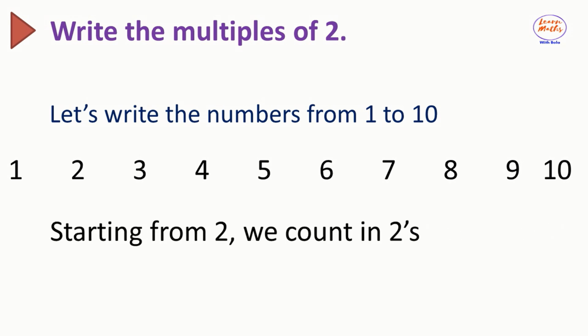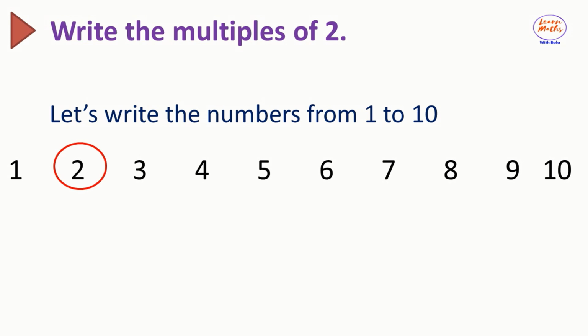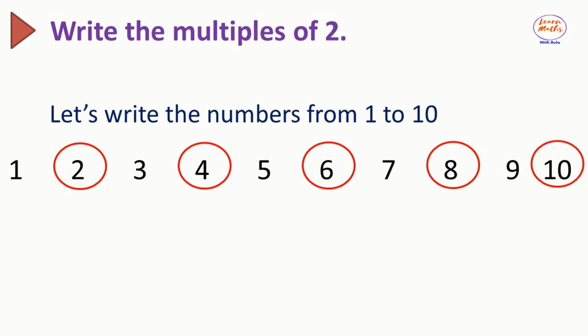So when we start from 2 and count in 2s, we have 2. So here you have 2 as the first number. Then when we count in 2, we count 3, 4. That is 1, 2. So it's like you're saying 1, 2. The number will be 4. Then when you count again, 1, 2. The next one will be 6. So you are just skipping one number and jumping to the second one. And then we have 10.